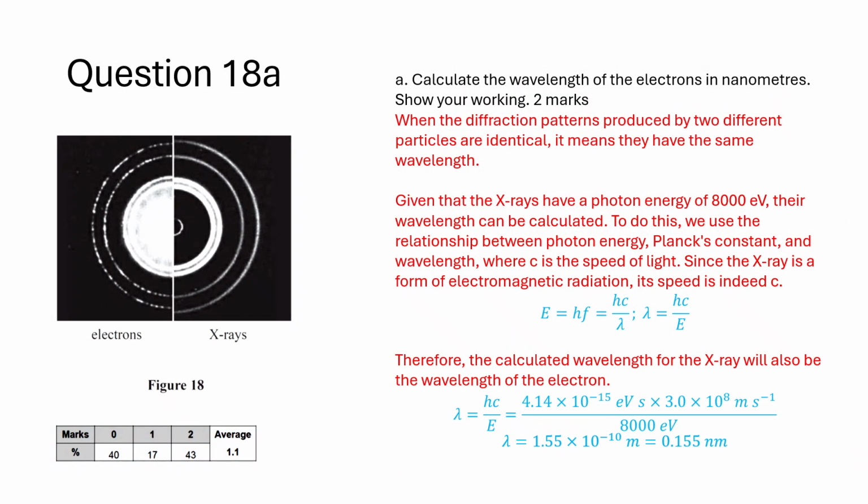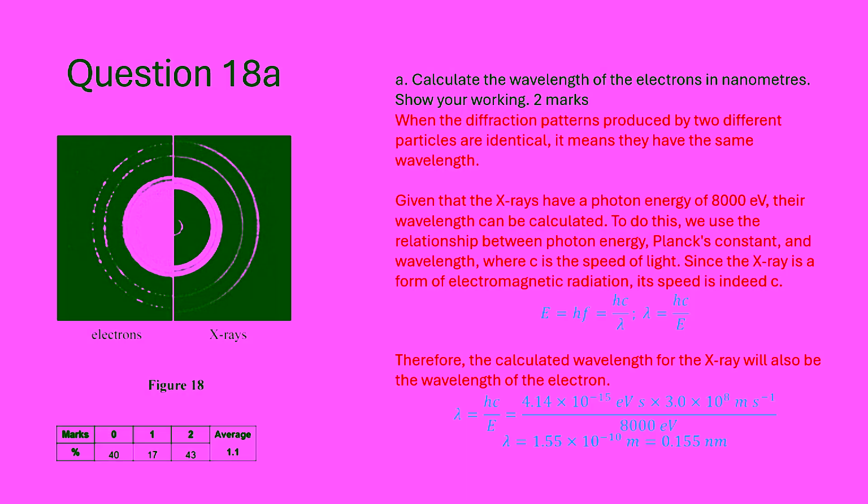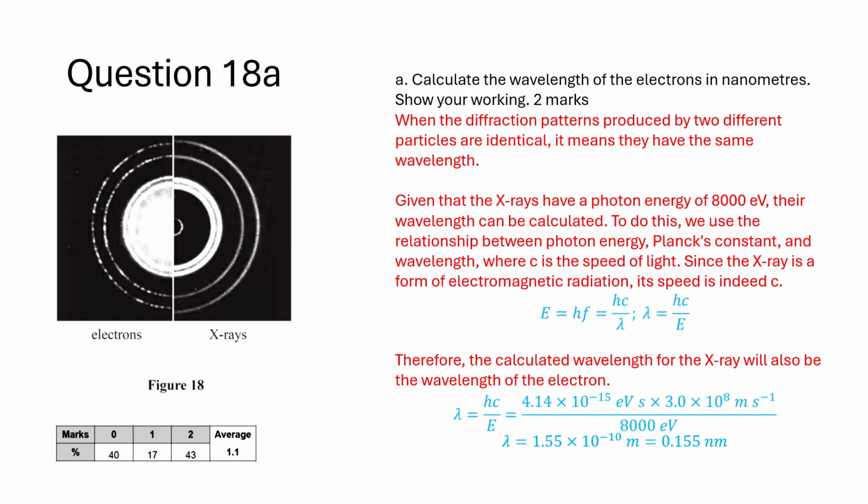When the diffraction patterns produced by two different particles are identical, it means they have the same wavelength. Given that the X-rays have a photon energy of 8,000 eV, their wavelength can be calculated. To do this, we use the relationship between photon energy, Planck's constant, and wavelength, where c is the speed of light. Since the X-ray is a form of electromagnetic radiation, its speed is indeed c. Therefore, the calculated wavelength for the X-ray will also be the wavelength of the electron.